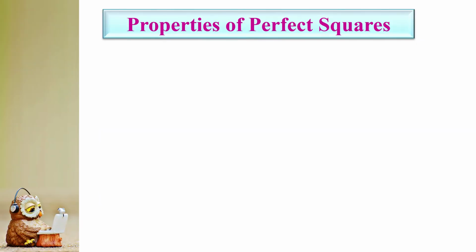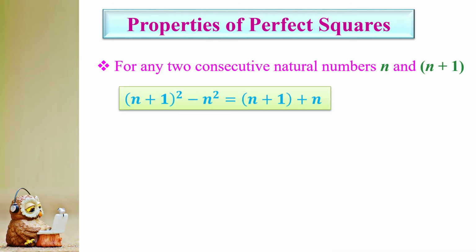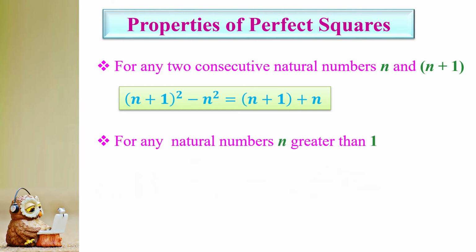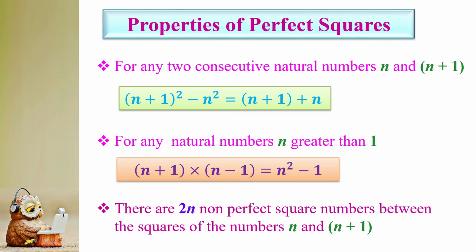Next property. For any two consecutive natural numbers n and n plus 1, (n plus 1) the whole squared minus n squared is equal to n plus 1 plus n. For any natural number n greater than 1, (n plus 1) into (n minus 1) is equal to n squared minus 1. There are 2n non-perfect square numbers between the squares of the numbers n and n plus 1.